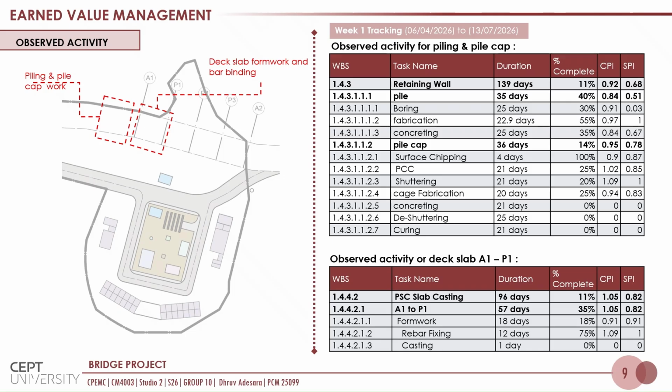For the earned value management, we have observed two activities, which are piling and pile cap work for the retaining wall towards the south, and deck slab formwork and reinforcement binding. For the tracking, we have further bifurcated these activities into sub-activities like boring, chipping, cage fabrication, and so on to keep a close eye on the resources and completion of work. Based on the analysis from Microsoft Project, the output for these activities was 1.06 CPI and 0.77 SPI.